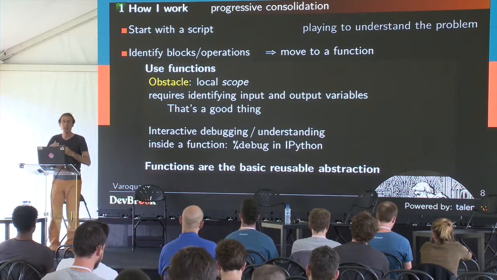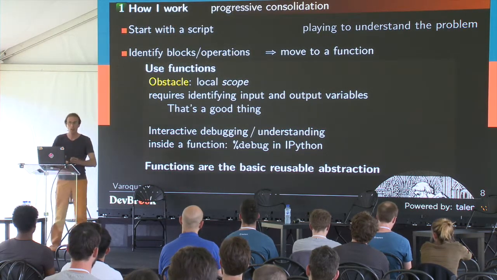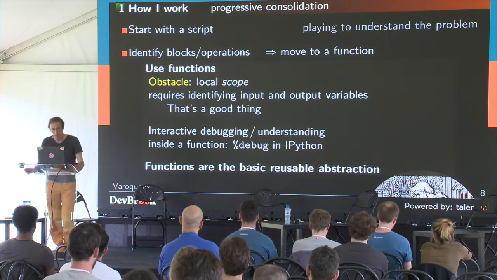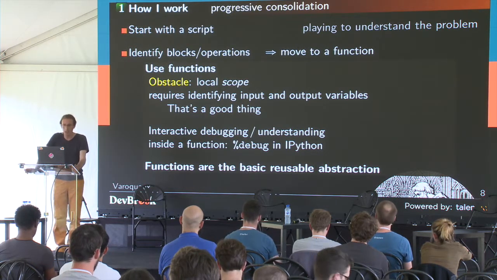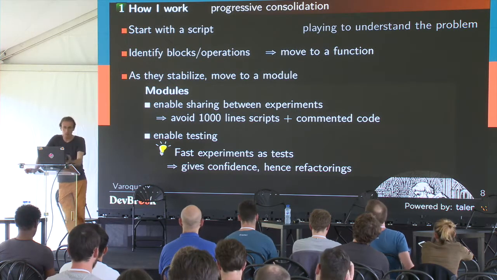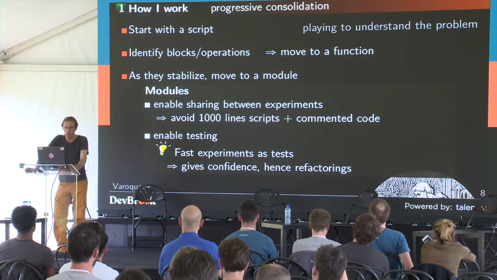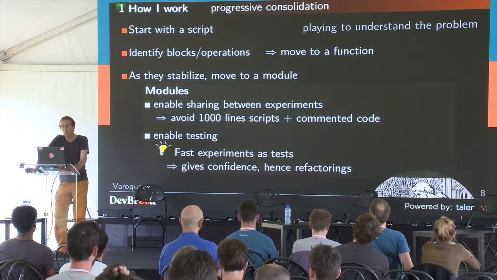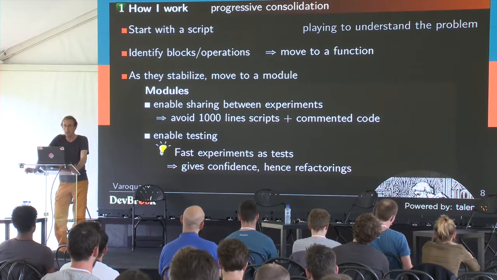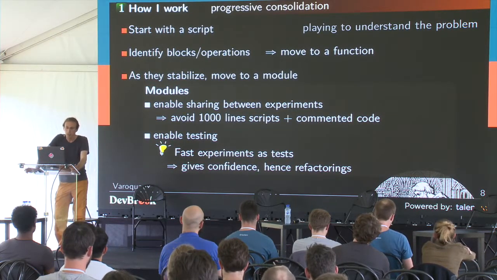So I extremely heavily use interactive debugging. I could not work without interactive debugging. But functions are my basic reusable abstractions. As my functions stabilize, I move them to a module, a small library that I am going to reuse. I use those modules to share between experiments. I may run all kinds of different experiments, and I want to reuse the code. And then testing. Once again, maybe I'm preaching to the choir.